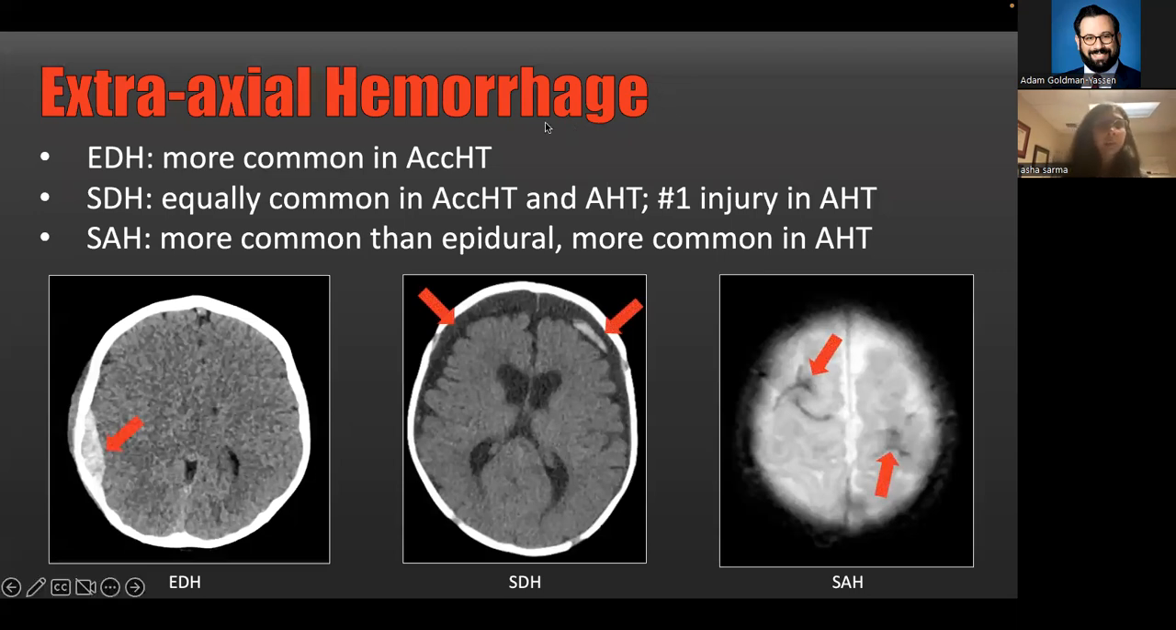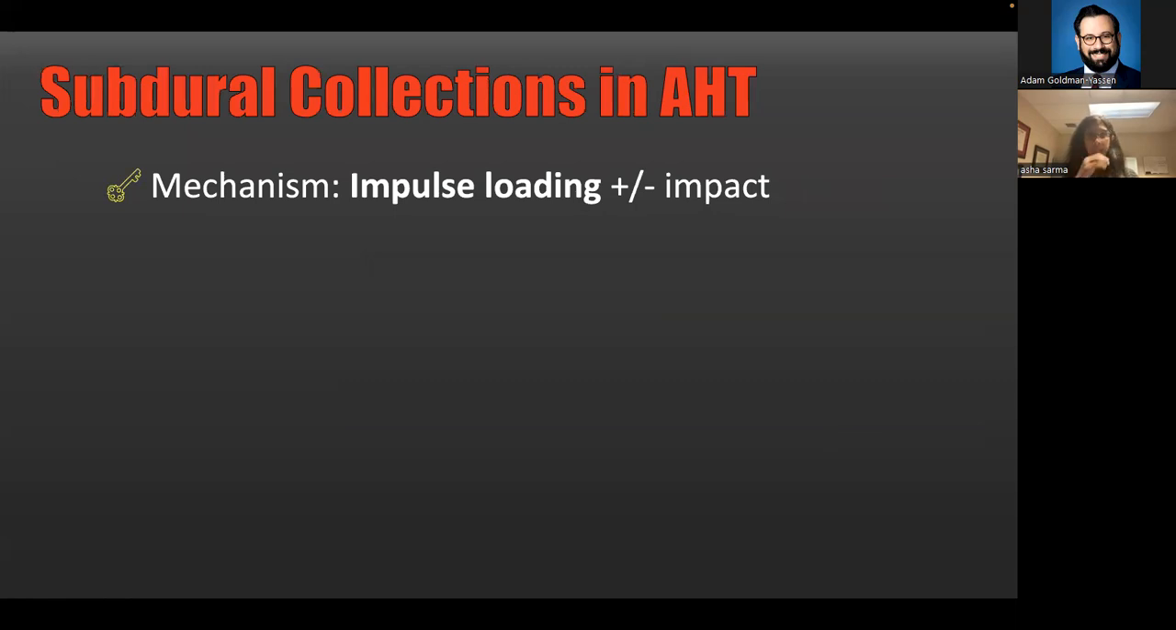So different extraaxial hemorrhages, you can see any variety of them in accidental or abusive head trauma. Epidural hemorrhages are more common in accidental head trauma. Subdural hemorrhages are equally common in accidental and abusive head trauma, but they're the number one injury in abusive head trauma. And subarachnoid hemorrhages, like you can see here, are more common than epidural hemorrhages, but they're more common in abusive head trauma. But more importantly, I wanted to focus on subdural collections and abusive head trauma.